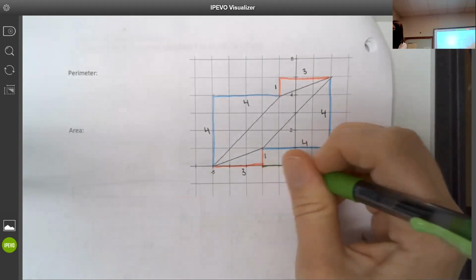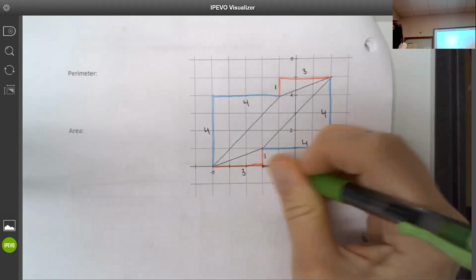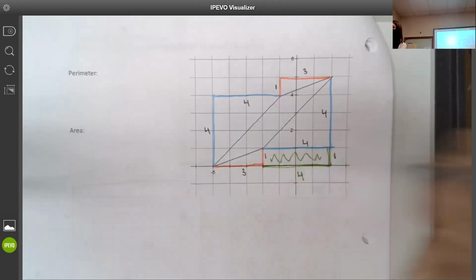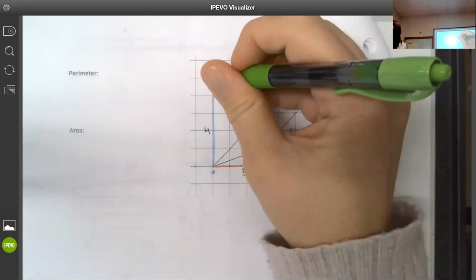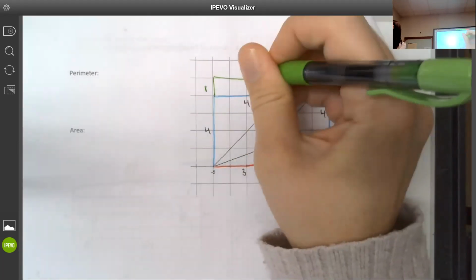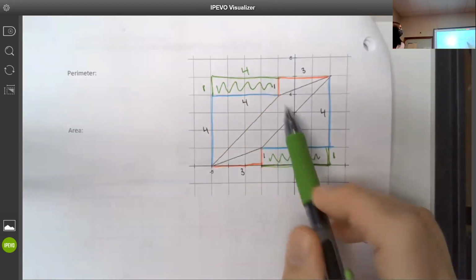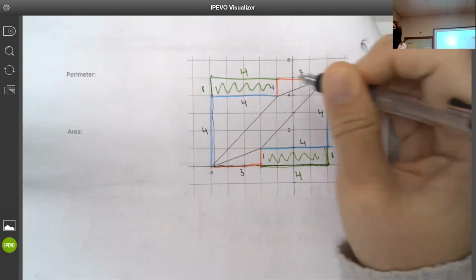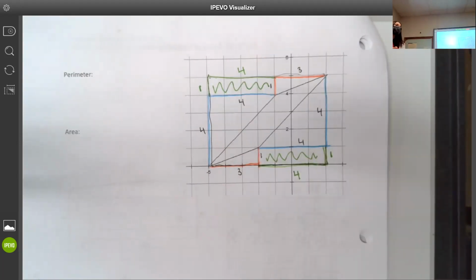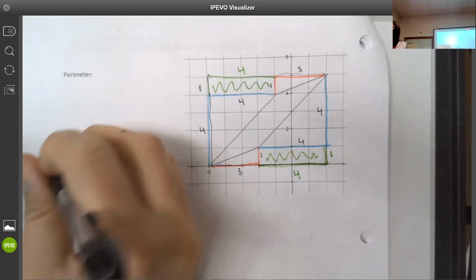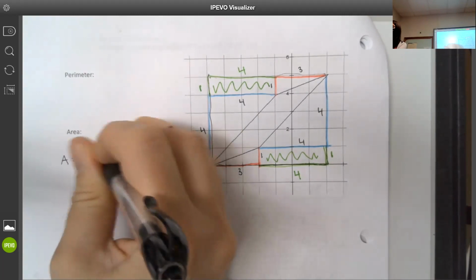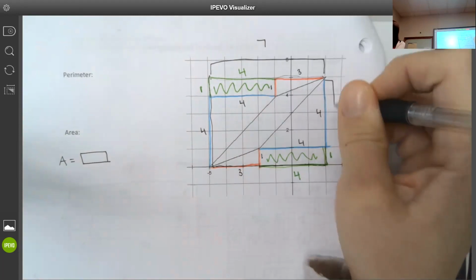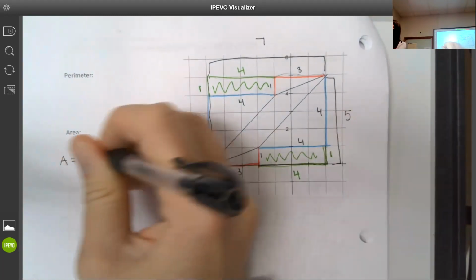So I'm also going to have a small rectangle here that's 1 by 4. And I'll have a small rectangle here that's 1 by 4. Okay, now I have a rectangle outside. And so if I was to just find area, let me talk about area first. Now, when I do the area, the rectangle I created was 7 units by 5 units.